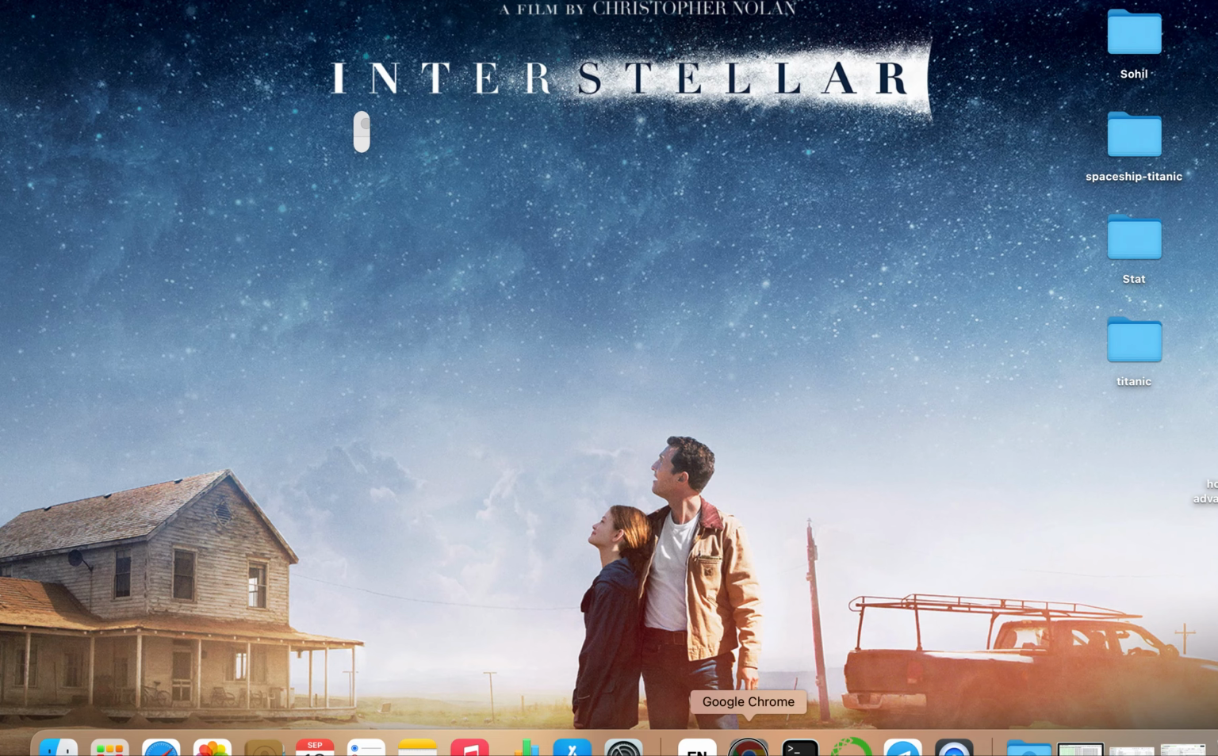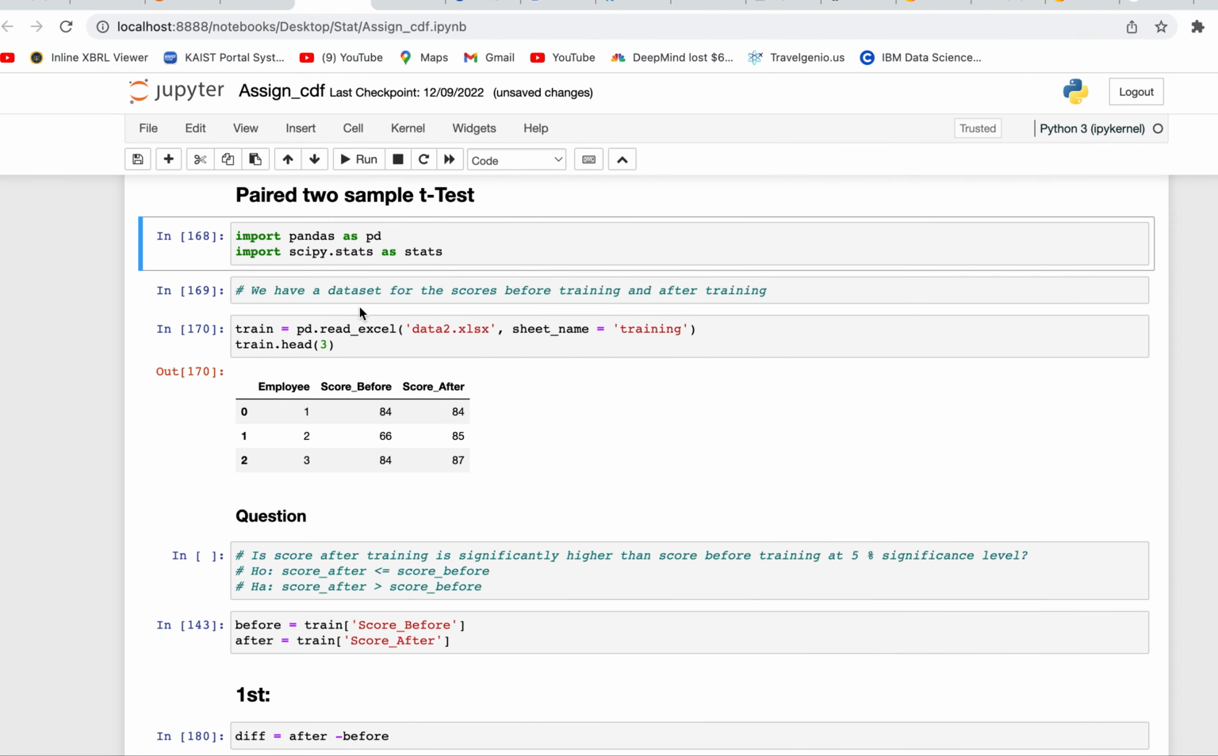Hello everyone. Today we're gonna see how to test paired two samples. It's called the paired two-sample t-test. So let's look at the datasets, then we will understand what we are going to do.